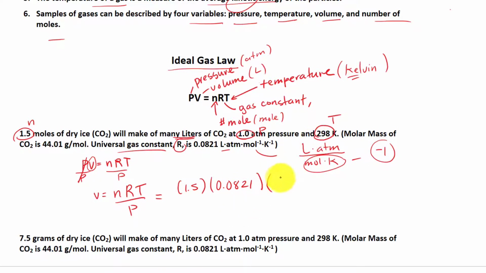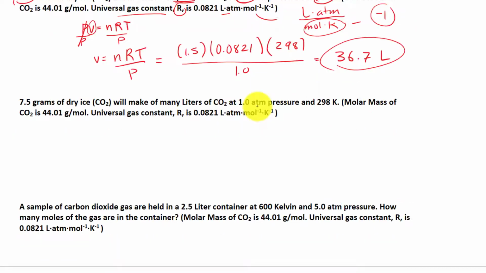And then the temperature is 298, and the volume is equal to 36.7 liters of carbon dioxide gas. Let's try a more complicated problem. 7.5 grams of dry ice, which is carbon dioxide, will make how many liters of carbon dioxide at 1 atmospheric pressure and 298 Kelvin? And we are given the molar mass of carbon dioxide as well as the universal constant.